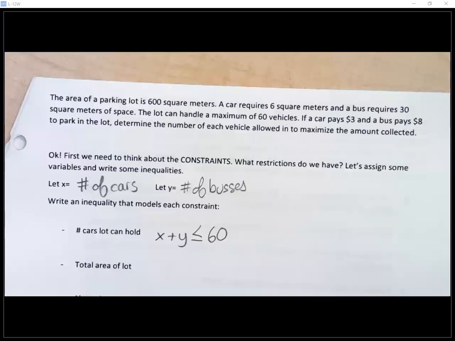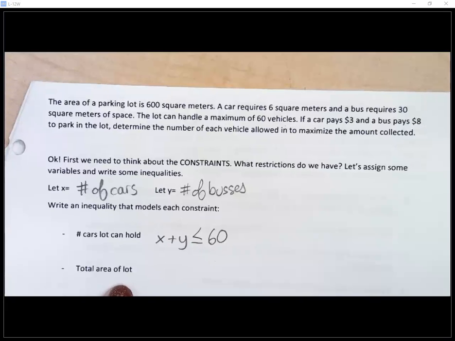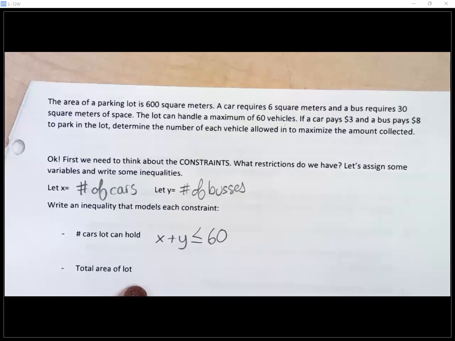well, that's great, but I also only have 600 square meters to deal with. So I can only divvy that up so many different ways. I need to consider the total area of the lot as another constraint. I don't have an unlimited amount of area. If I did, I would get all buses, right? Because they're worth more money, but I don't have enough space probably to just have all buses. So can anybody think of an inequality that would represent all the area that I can use up?